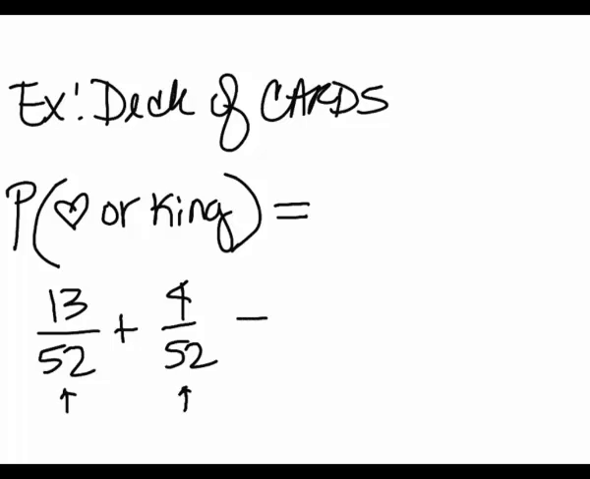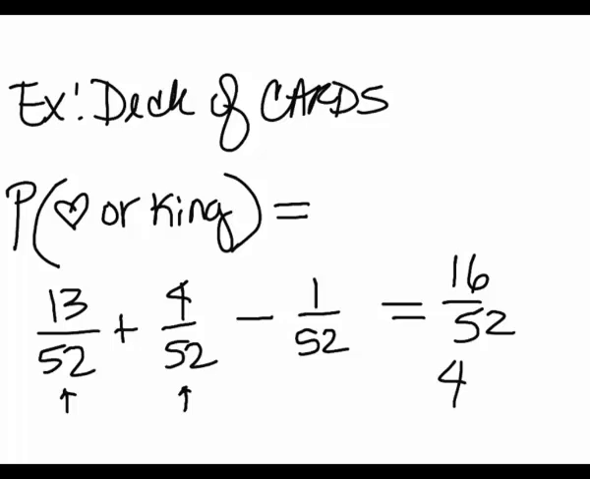So then you have to subtract 1 out of 52. There's one card in there that's both a king and a heart, and you have to subtract that. So 13 plus 4 is 17, minus 1 is 16 out of 52, which reduces down to 4 out of 13. So 4 out of 13 is my probability of getting a heart or a king. Okay, does that make sense?